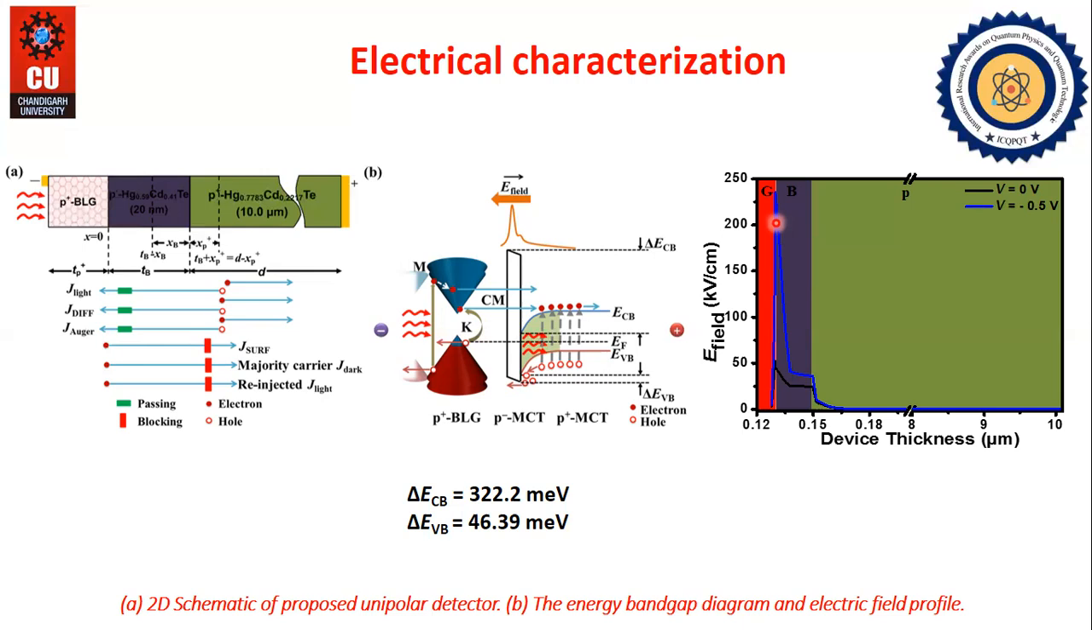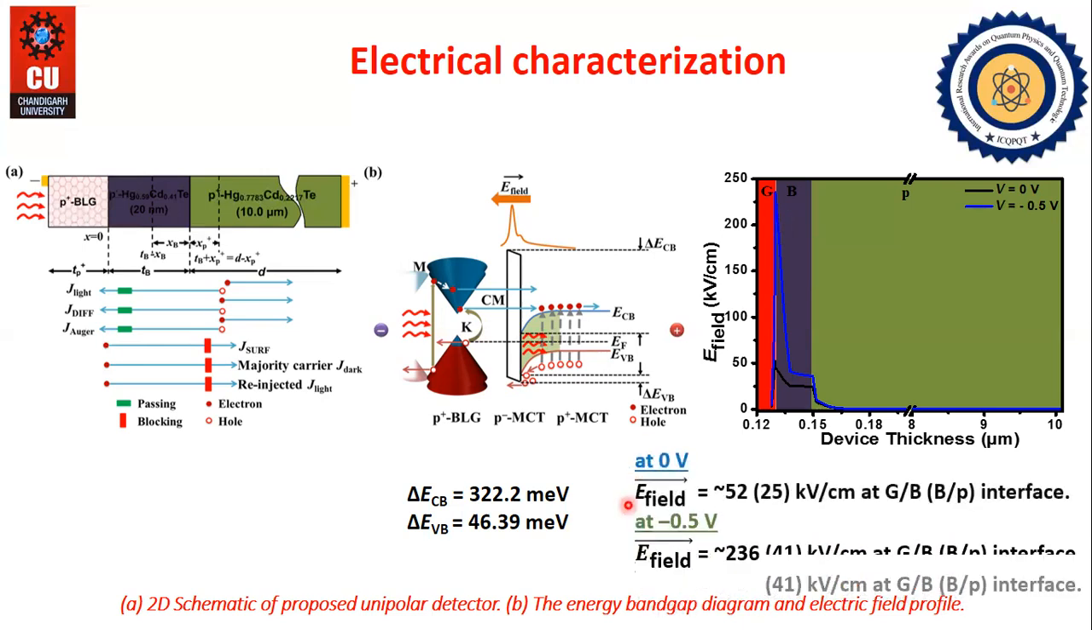The maximum electric field at self-power mode is found to be 52 kilovolt per centimeter at the graphene barrier interface and 25 kilovolt per centimeter at the barrier active layer interface. Whereas at the biasing of 0.5 volt reverse bias, the maximum electric field is found to be 236 kilovolt per centimeter at the graphene barrier interface and 41 kilovolt per centimeter at the barrier active layer interface.